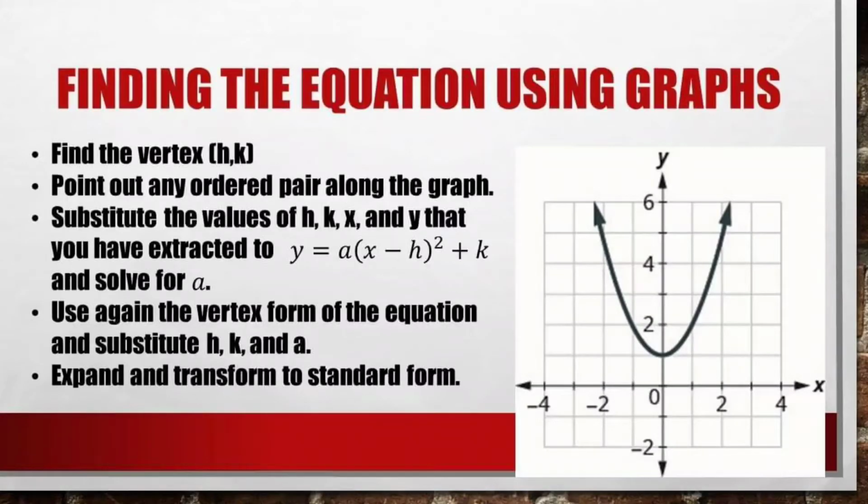In finding the equation using graphs, the first step is to find the vertex at point h, k. Next, point out any ordered pair along the graph. Third step is to substitute the values of h, k, x, and y that you have extracted from the graph to the equation y is equal to a times (x minus h) squared plus k and solve for a. Next, use again the vertex form of the equation to substitute your given values of h, k, and a. Expand and transform to standard form.